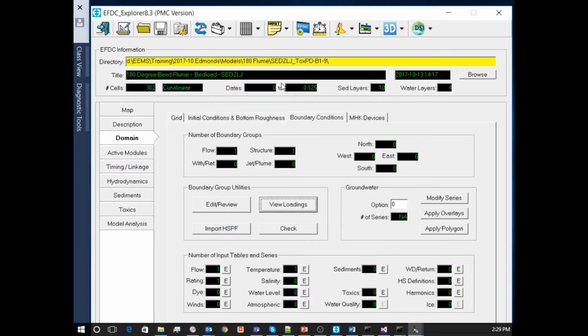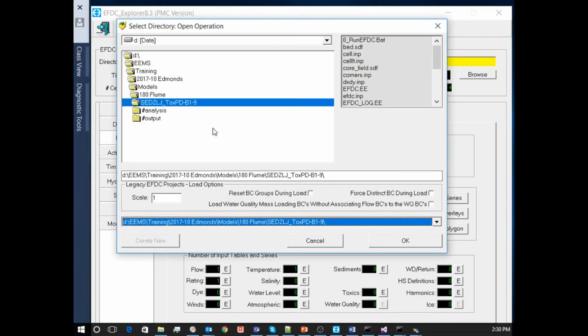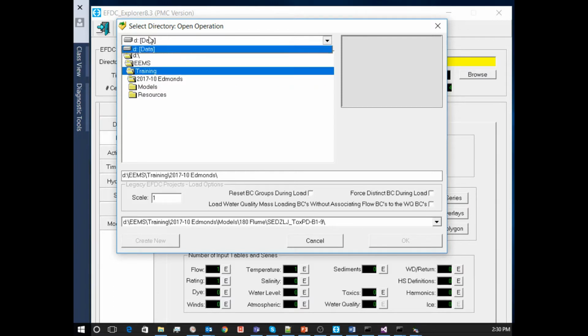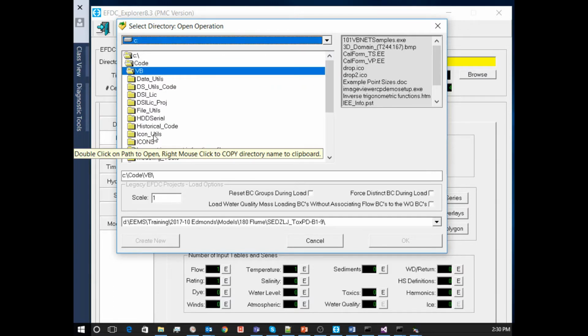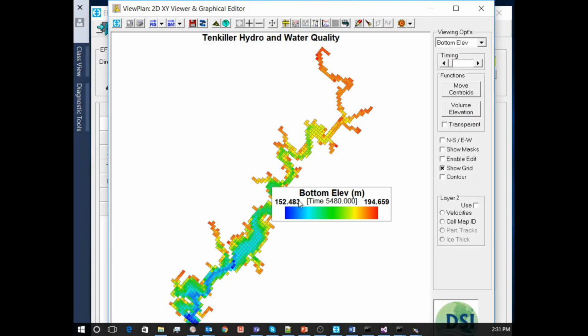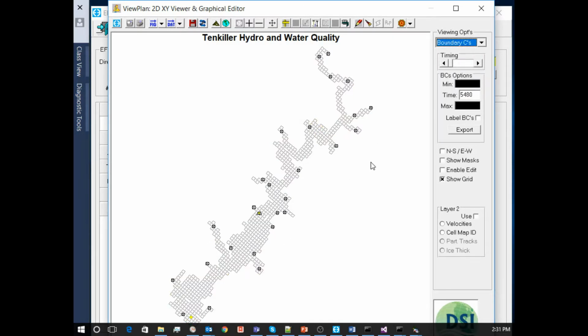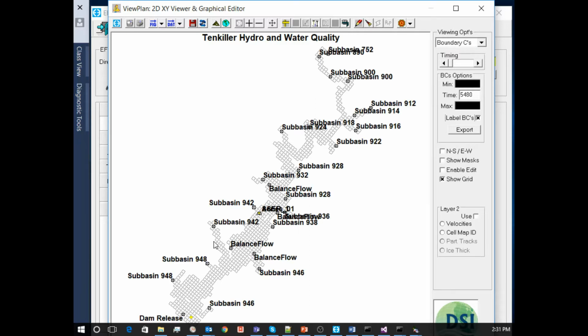Yeah, there are the view loadings. Let me just load up a different model. This is the Oklahoma 10 killer model. It's got a bunch of boundary conditions, and these are all HSPF inflows coming into this model. So we had these different subbasins coming in, and there's a lot of stuff going on.